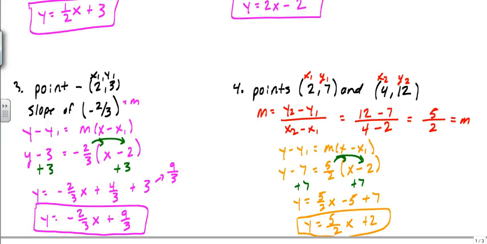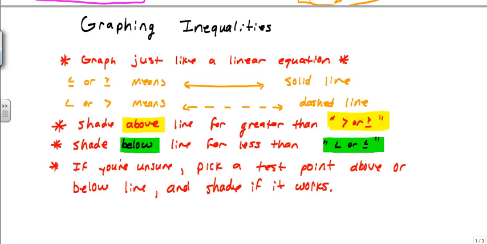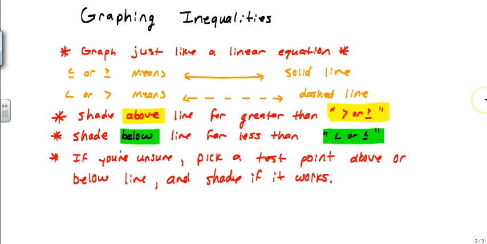So next we're going to talk about graphing inequalities. Graphing inequalities is really the exact same thing as graphing a line. When you graph a line, you can either put it in slope-intercept form like we just did, plot the y-intercept, and then count off the slope. Or you can use standard form to find the x and y-intercepts, and then use those 2 points to draw a line. There's multiple ways you can do it.